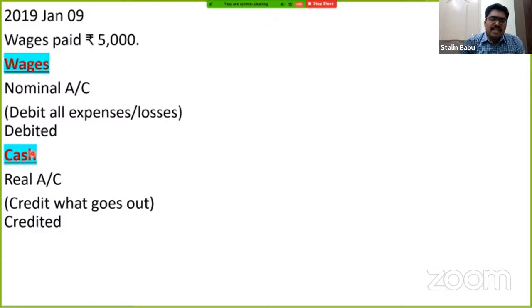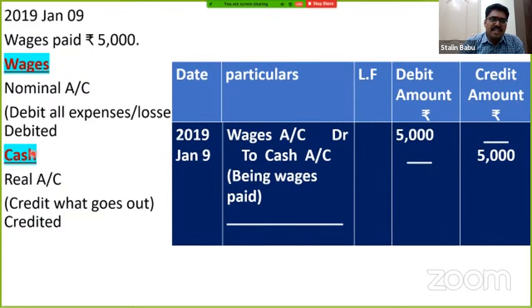Let us enter in the journal. So what is the date? January 9. The entry is wages account debit to cash account. What is the amount? 5,000. So write 5,000 in debit column against debit account and write 5,000 against credit account in the credit column. So the narration is being wages paid.